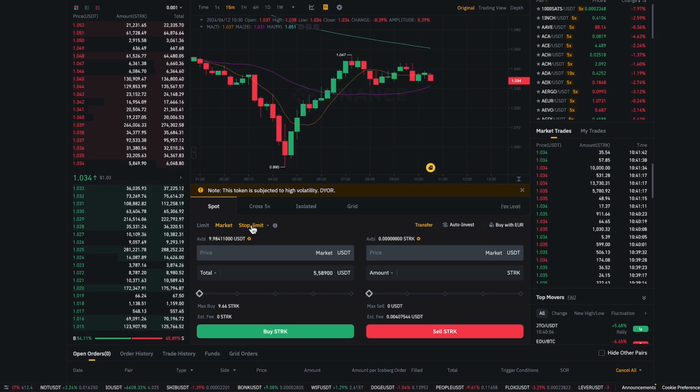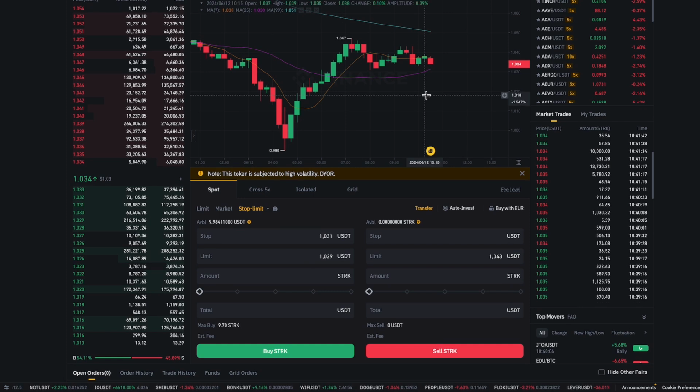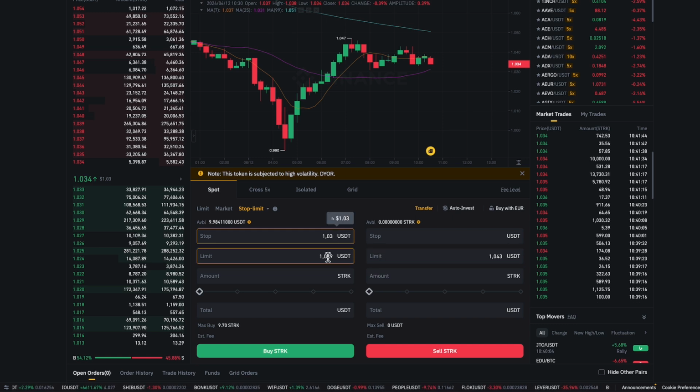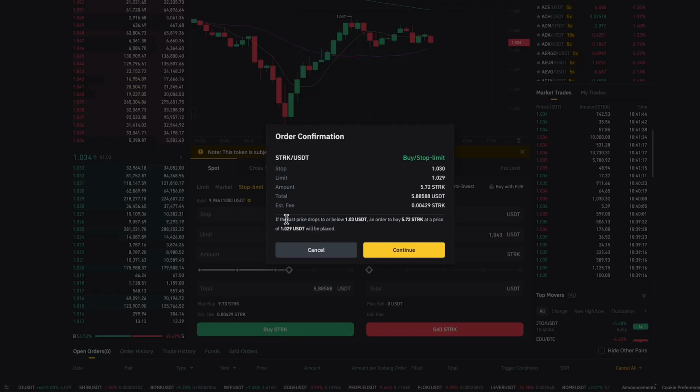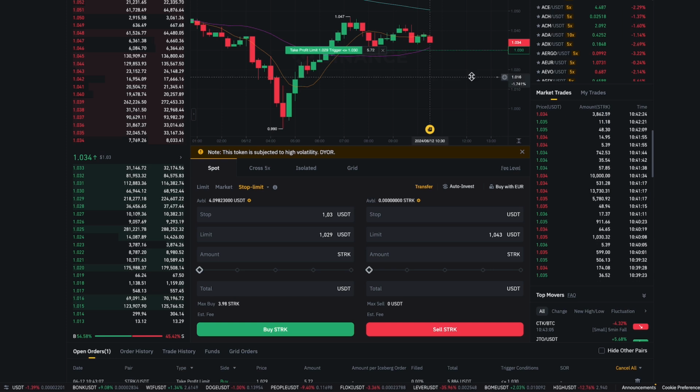Let's take a look at how to work with stop limit orders. We choose stop limit and we give a condition. So if the price drops to $1.03, this one, $1.03, I would like to buy Starknet, for example, at $1.029. And for example, the amount of Starknet. Press buy. Here, if the last price drops or will be below $1.03, an order to buy this amount of Starknet or any other coins at the price of $1.029 will be placed. Continue. This one. So this is a limit order to buy.